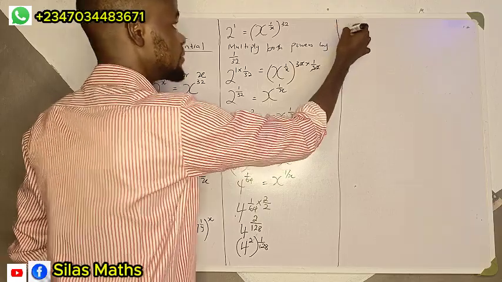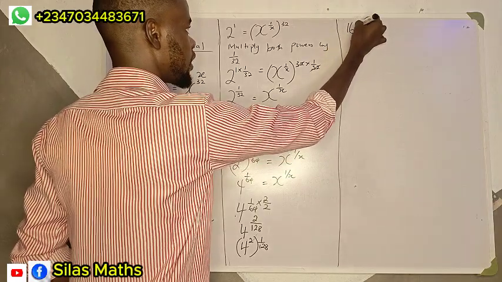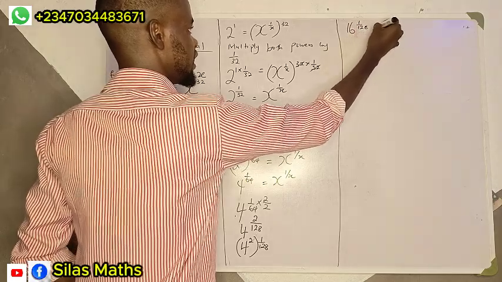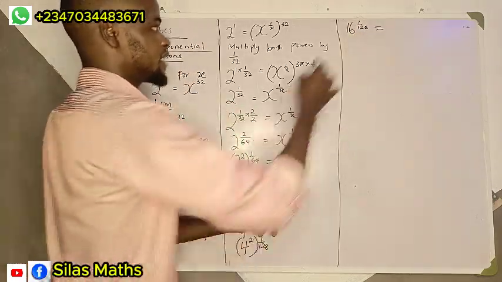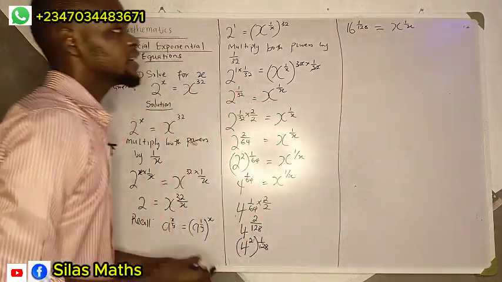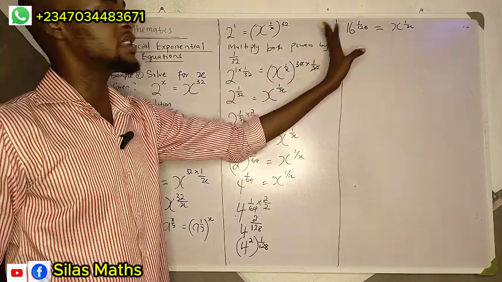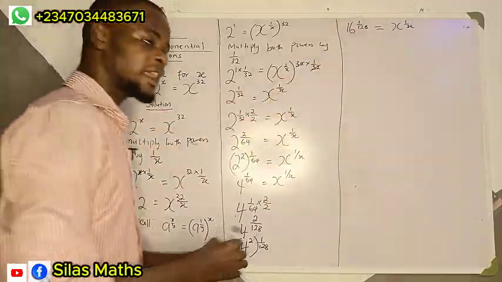So this becomes 16 all raised to the power of 1 over 128, equal to x raised to the power 1 over x. Now we've still not gotten the same thing. Remember, their bases and these are not yet the same, so we'll go ahead and multiply again.